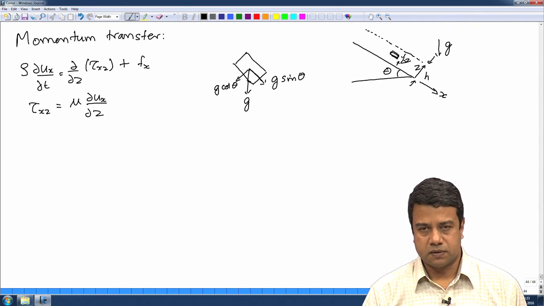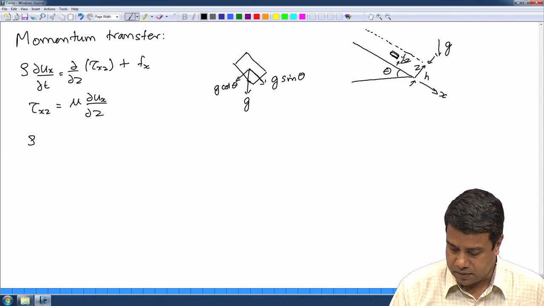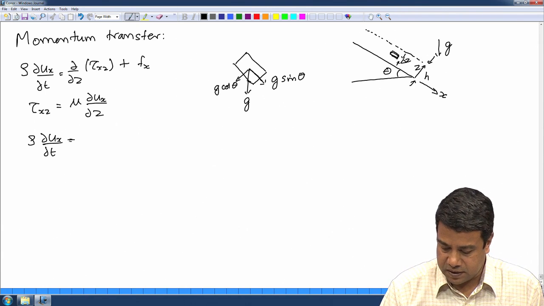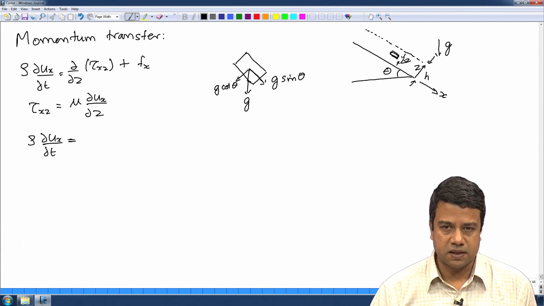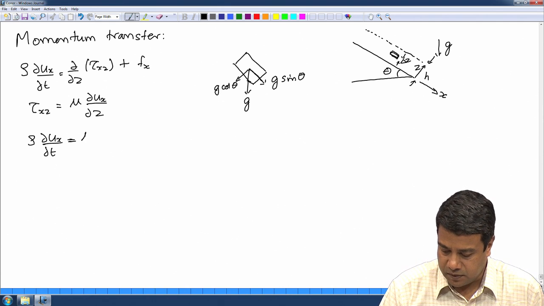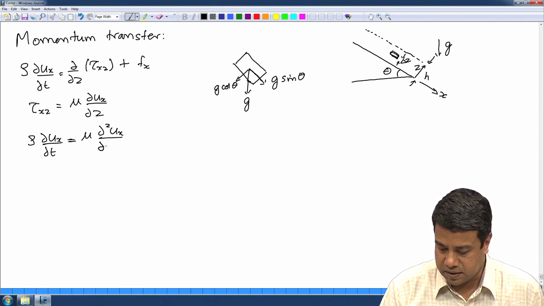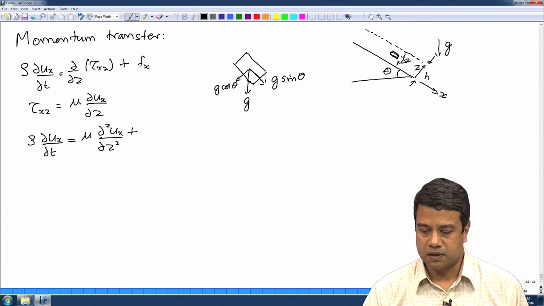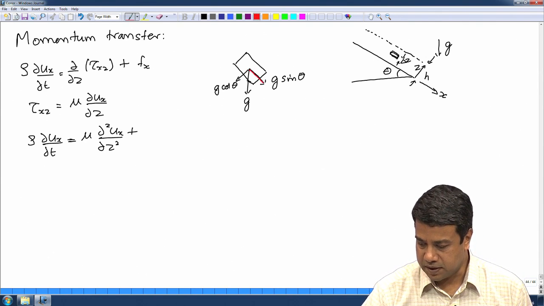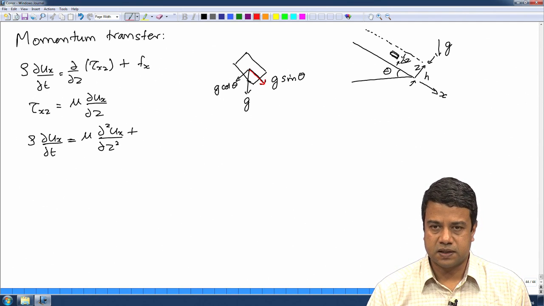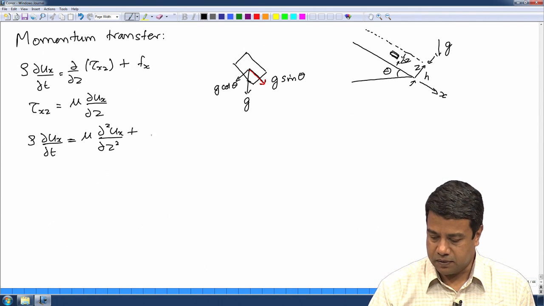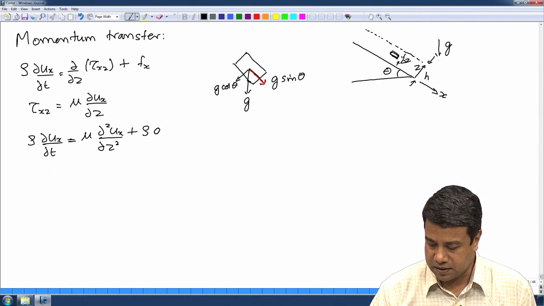So, therefore, my momentum balance equation now becomes rho partial u x by partial t is equal to, once again, if we assume that the viscosity is not a function of the z coordinate, if we assume that the viscosity is independent of distance, then I will get mu into d square u x by d z square plus f x, where f x is a force density in the x direction. The acceleration in the x direction is given by g sine theta. Therefore, the force density is equal to the mass density times the acceleration in the x direction.